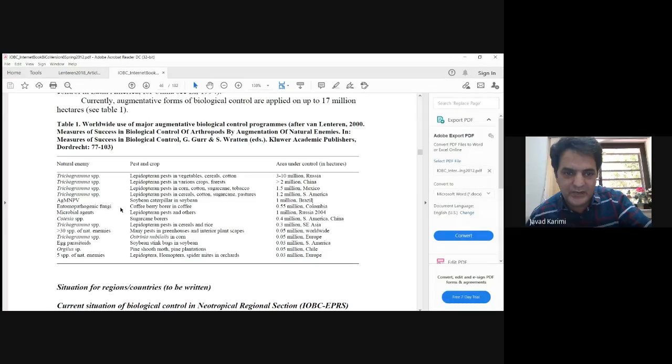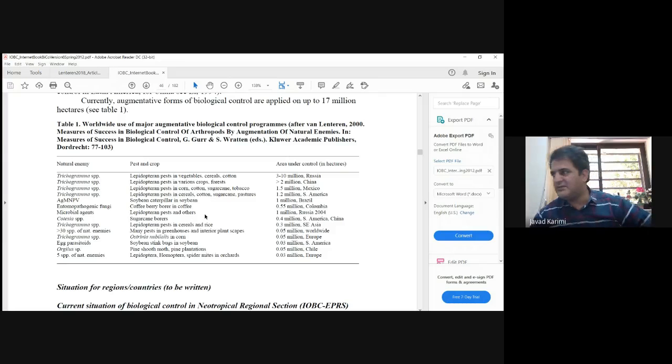Another group is entomopathogenic fungi. You can see here it is used against coffee berry borer in South America, in Colombia, on about 0.5 million hectares. And also microbial agents, bacteria, virus, fungi, and nematodes, on about 1 million hectares in Russia. And also a tiny wasp, Cotesia, which is applied against sugarcane pests in different countries like South America and China on about 0.4 million hectares. And again, Trichogramma you can see in South Asia. You can see Orgilus, another parasitoid, applied in different countries like China.